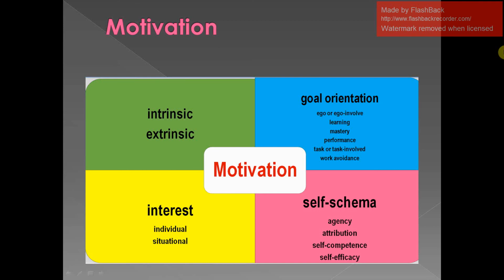There are 4 types of motivation. Intrinsic motivation looks at performing an action or behavior because the person enjoys the activity itself. Extrinsic motivation is driven by external rewards such as money, fame, grades, and praise. Goal orientation is moving towards a goal, and self-schema is the long-lasting set of memories that summarize a person's beliefs, experiences, and generalizations about the self. This looks more at self-efficacy, self-competence, attribution, and agency.